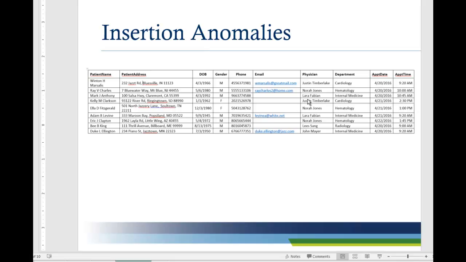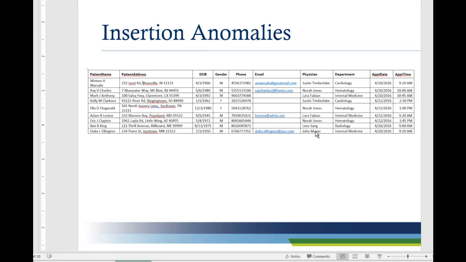Notice here that the only way physicians are entered is when there is a patient information in this data sheet. So if a doctor does not have any patient scheduled to see him or her, then that information about that doctor cannot be entered in the system.